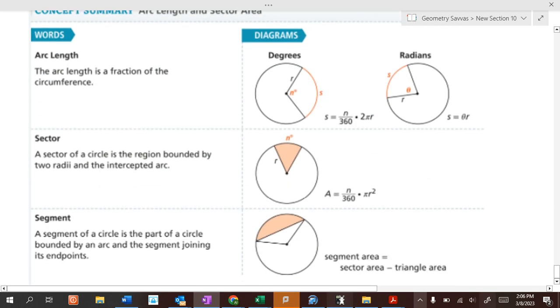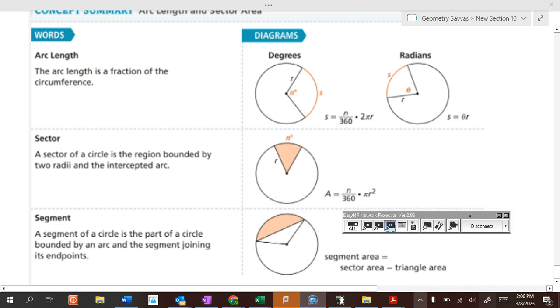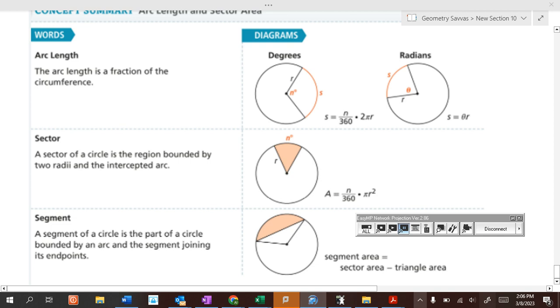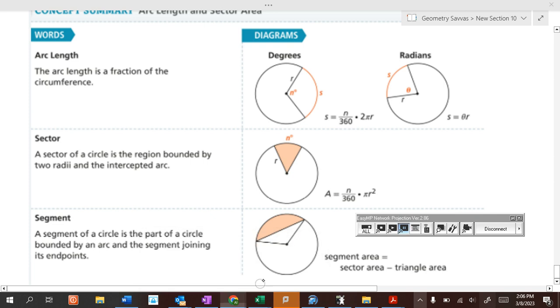Okay, so this is everything we learned today. Sector area, arc length, segment area. And so out on Savvas Realize or out on Google Classroom, you can get to your homework.